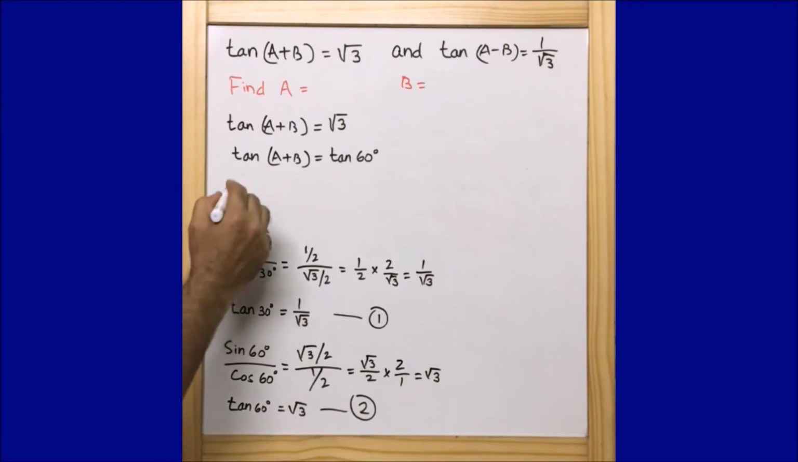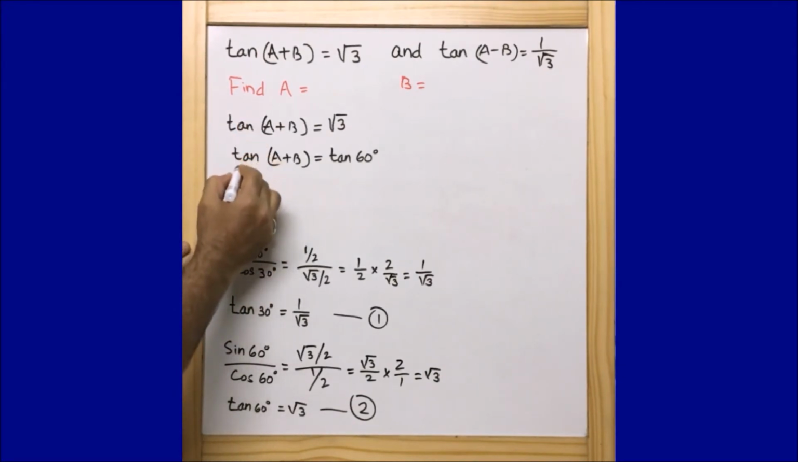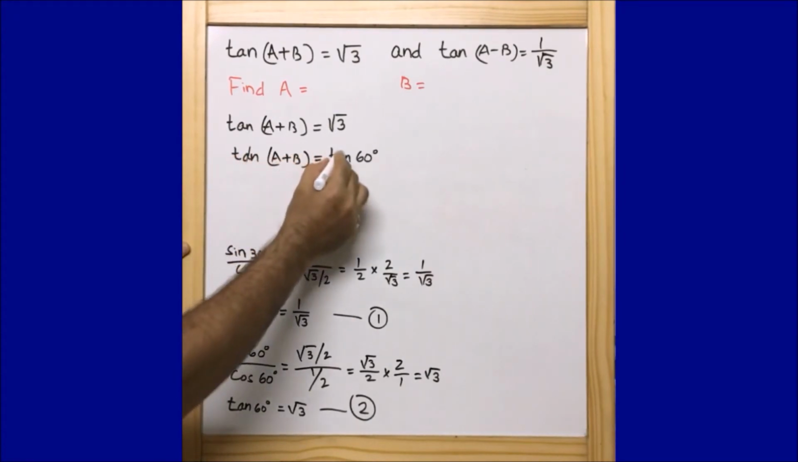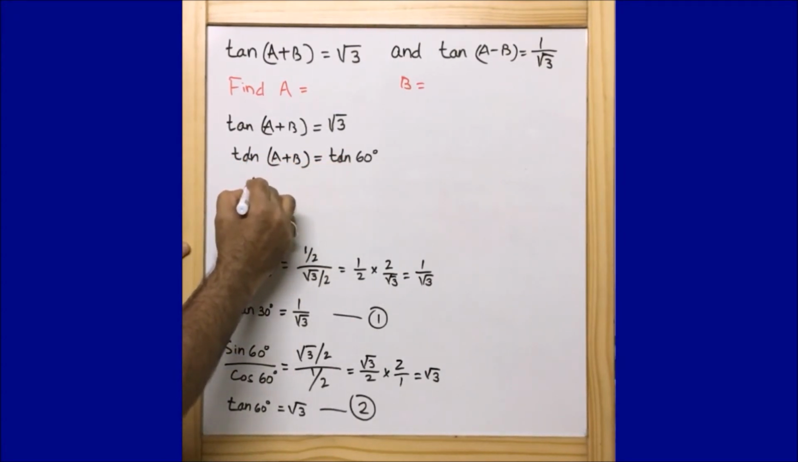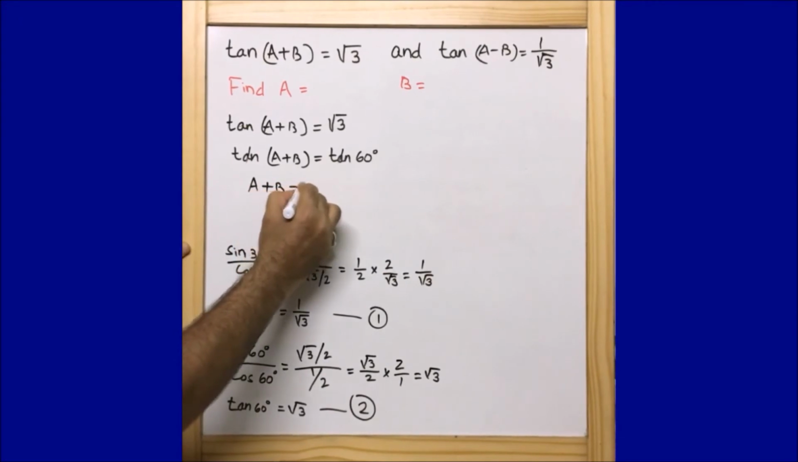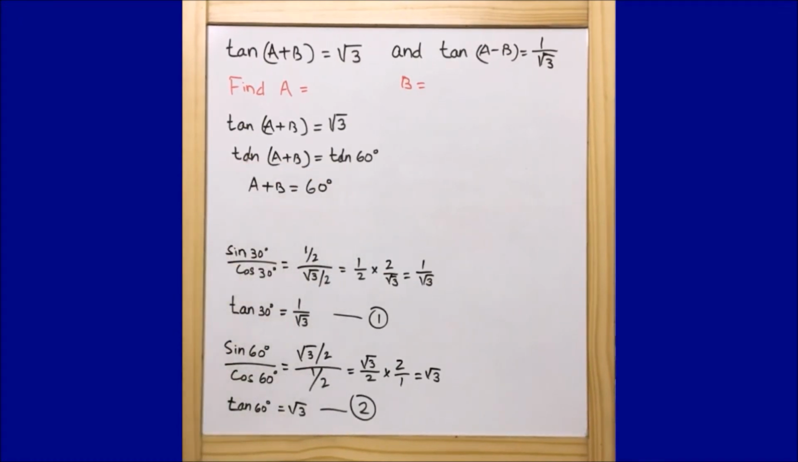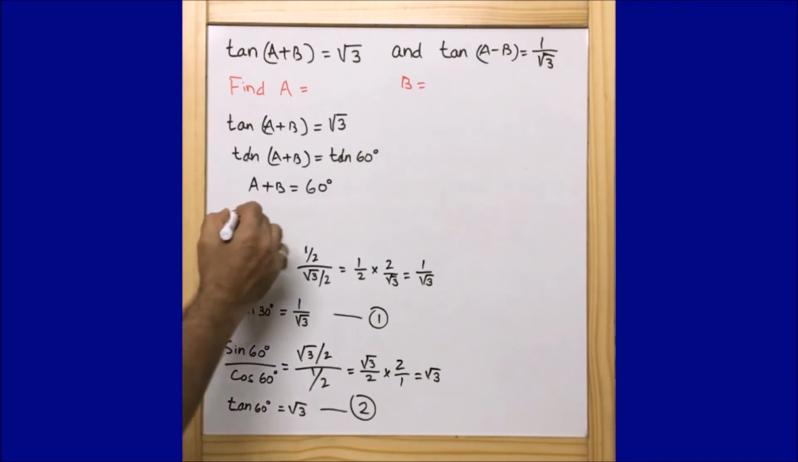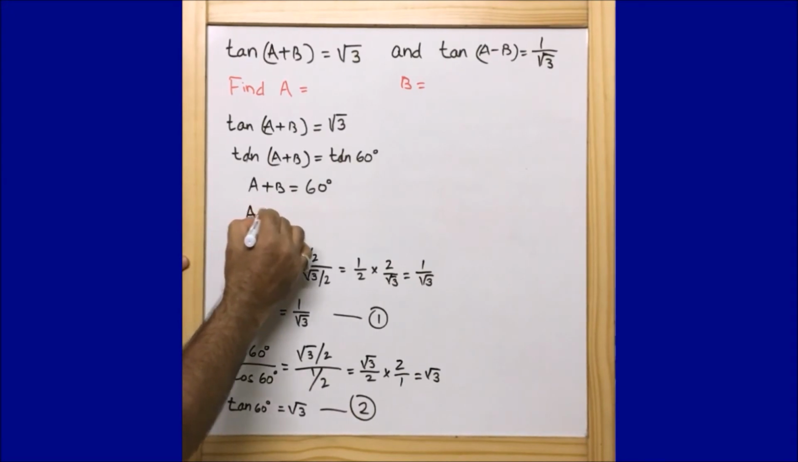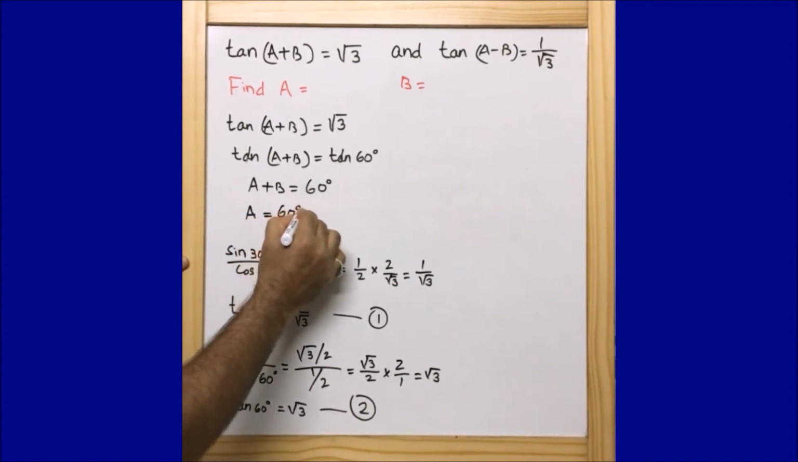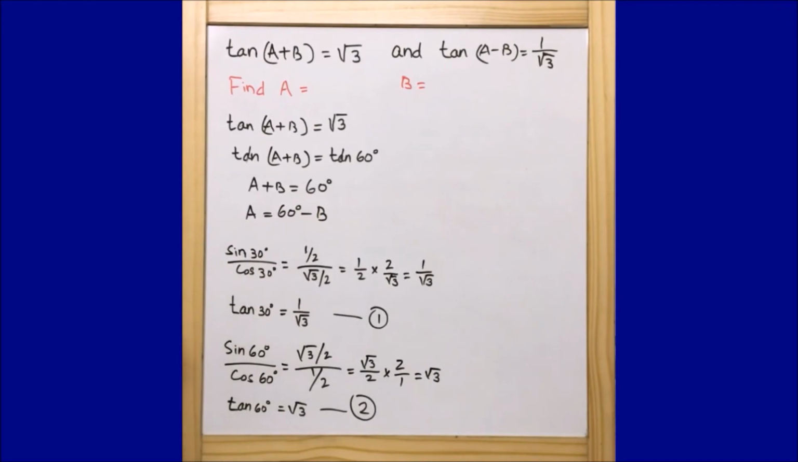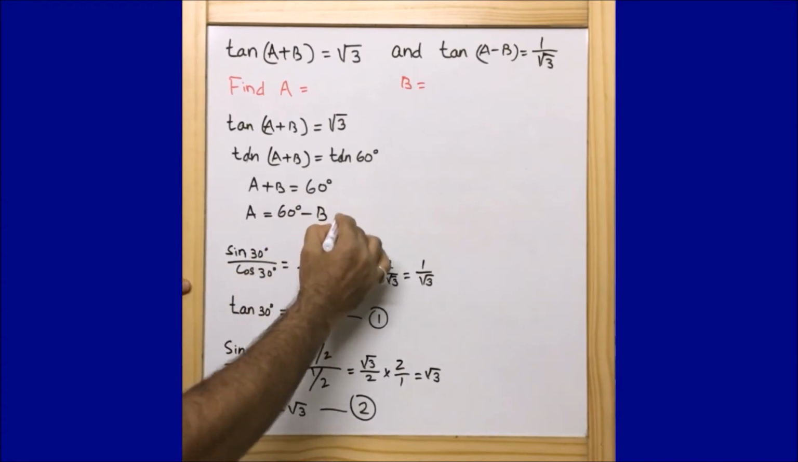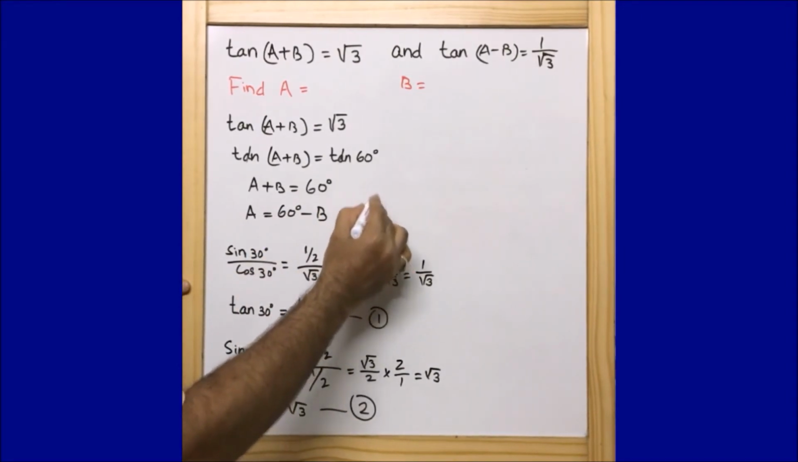Okay, now I can write, so we got tan(a+b) is equal to tan 60 degree. Now this tan and this tan cancels off, we are left with a+b is equal to 60 degree. So guys, you could see that we are able to derive an equation where a+b is equal to 60 degree, or even let me write a is equal to 60 degree minus b.